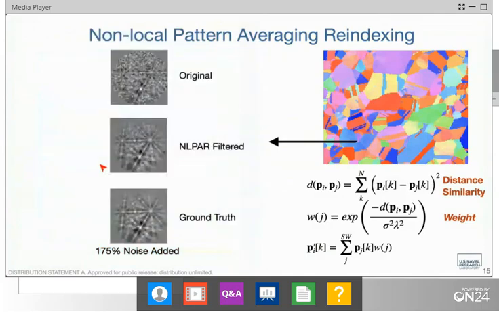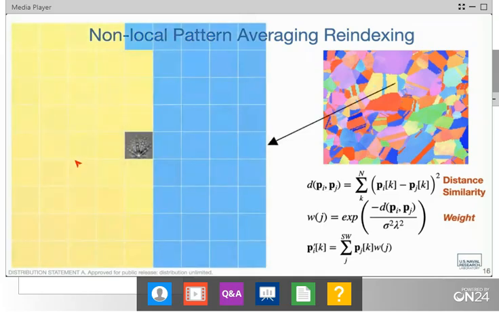Now if we take those patterns and average them according to those weights, this is what we get. The ground truth pattern is presented there, along with the NLPAR filtered version versus the original. You can see that we have a very high quality pattern to index. Now, here's a much more challenging situation. This is taken from this sigma 3 boundary, a twin boundary within this nickel data set.